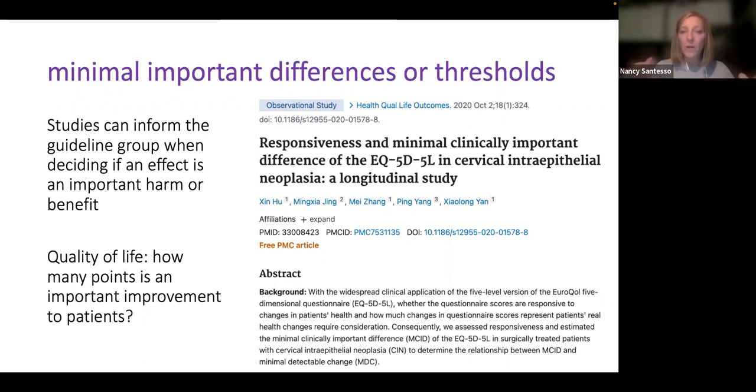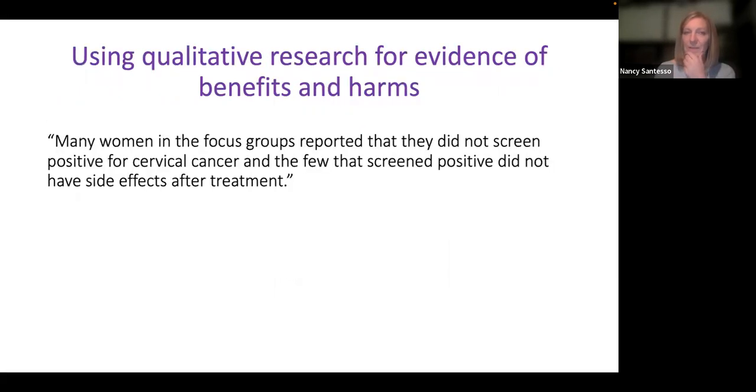So we are more and more seeing these studies being published. And at this time, there's a group trying to pull together all of these types of studies about minimally important differences into a database that people could search and find these studies. Otherwise, you are searching in PubMed or Embase for them. Okay, relatively new.